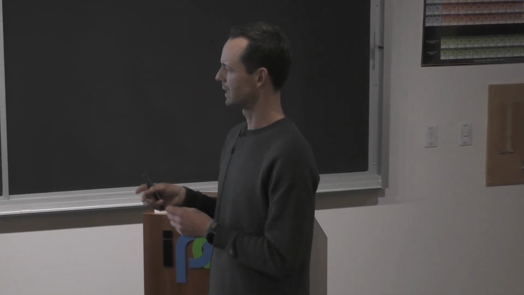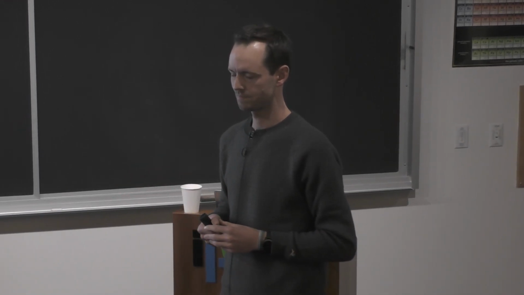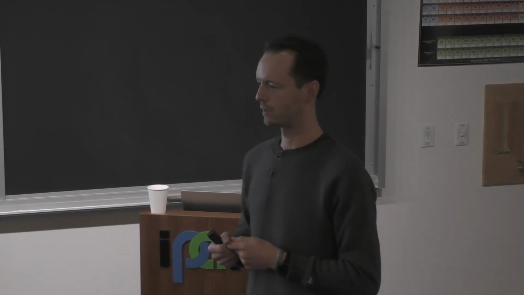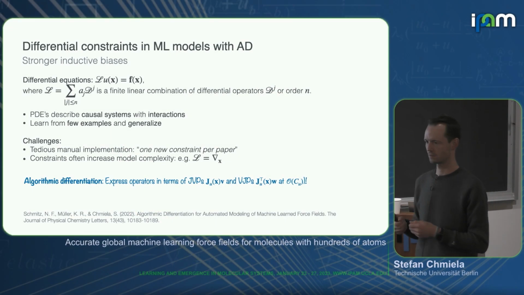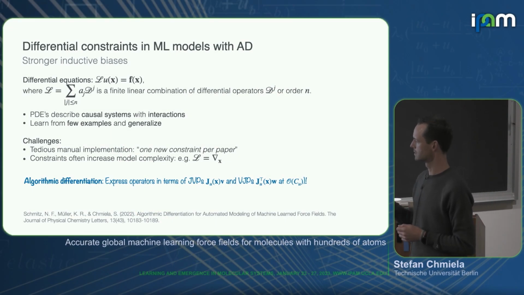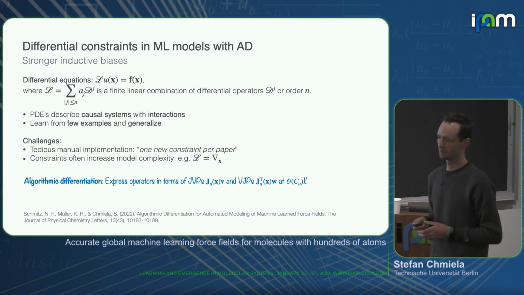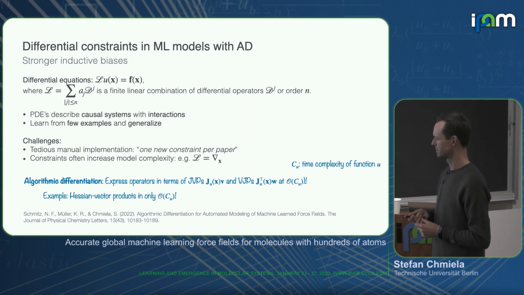Now, algorithmic differentiation can provide ways to overcome this, because it can exploit the tensor product structure of complex differential constraints. If we combine differential constraints in a linear way, then this product structure can be exploited by algorithmic differentiation to lower the complexity class when evaluating this constraint or this model at a particular point. And this can be exploited in Gaussian processes really nicely.